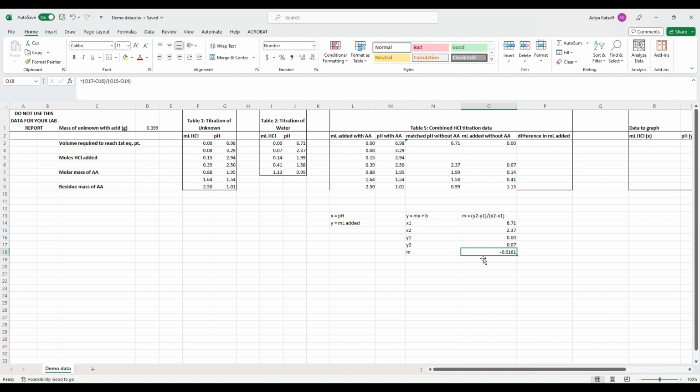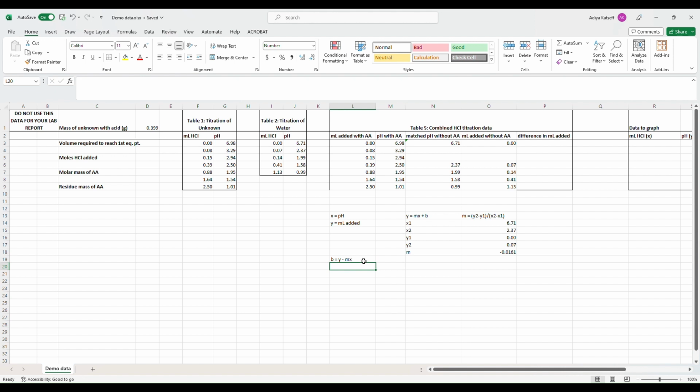Alright, so once we've calculated our slope, the last part that's missing from the equation of our line is the value for b. To solve for b, we can simply rearrange this equation to isolate b. To do that, we would subtract mx from both sides of this equation. That would look like b equals y minus m times x.